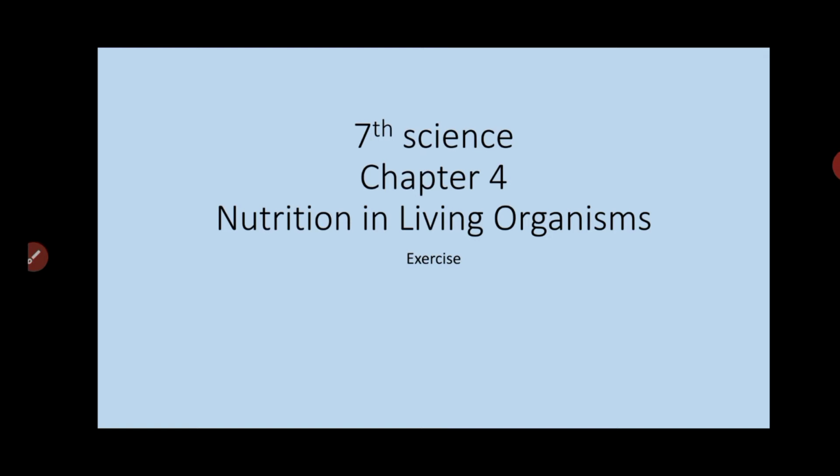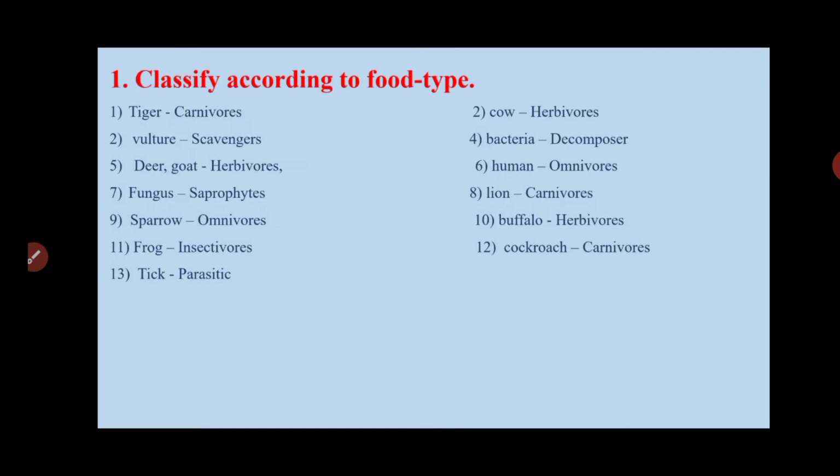In this video, we are going to discuss the exercise of chapter number 4, that is Nutrition in Living Organisms. I hope you have watched the videos based on this chapter. The first question of this exercise is: classify according to the food type. We have to classify the given animals according to the food type.